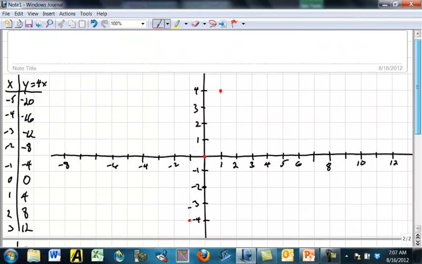Okay, well, maybe I need to look at some other points here to get a better idea. So what if I put in a half? Okay, so extend my table out for x and y. If I put in 1/2, when you multiply by 4, you get 2. So 1/2, 2. There's another point. Negative 1/2, negative 2. What if I put in 1/4? Then I get 1.